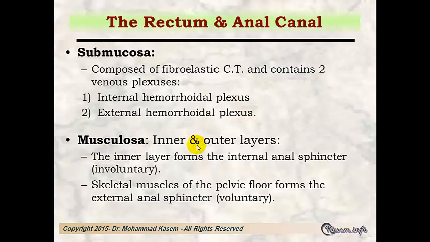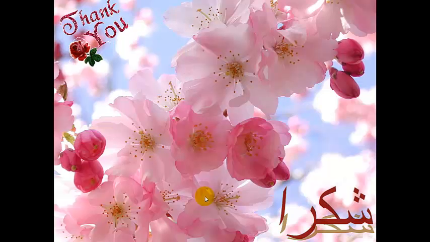The muscularis has two layers, inner and outer. The inner layer forms the internal anal sphincter, as we said before, the involuntary one, while the skeletal muscle of the pelvic floor forms the external anal sphincter, the voluntary one.